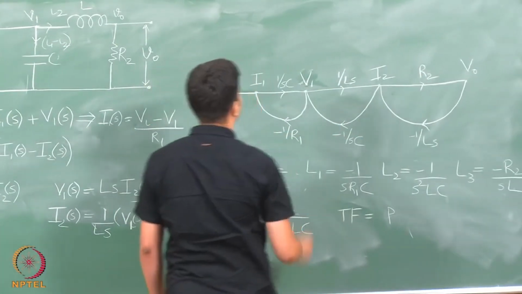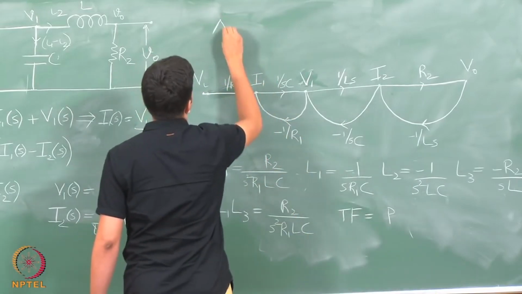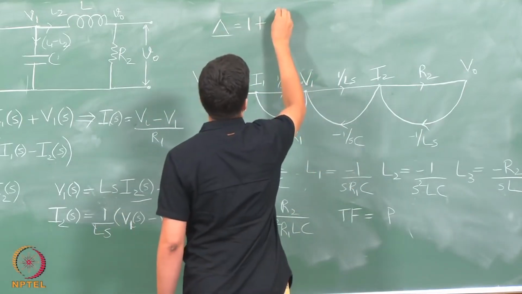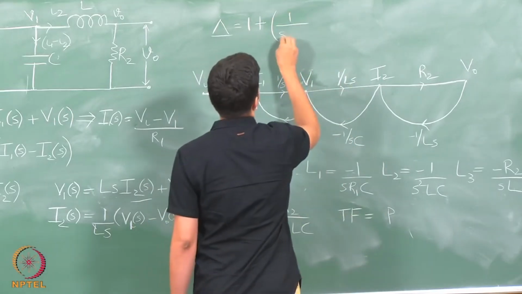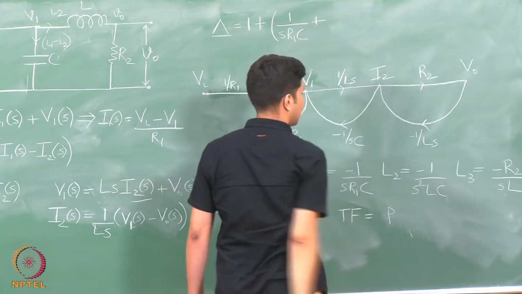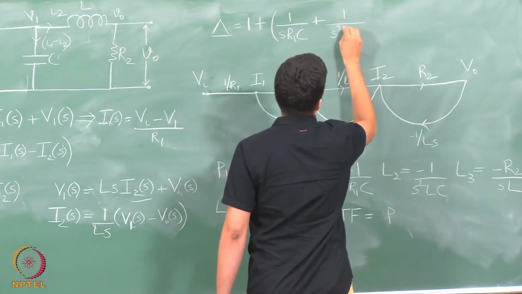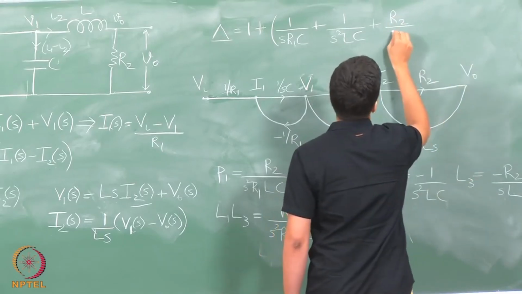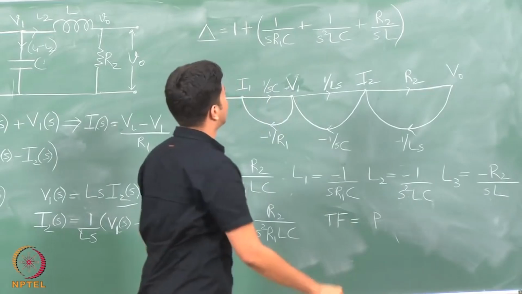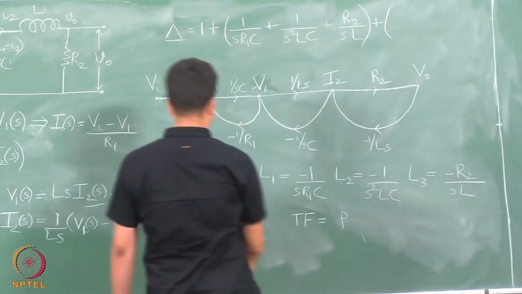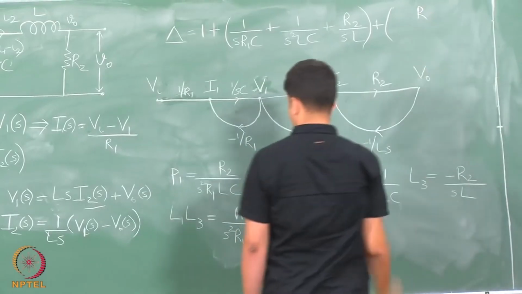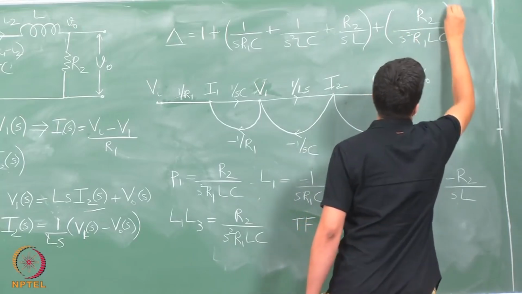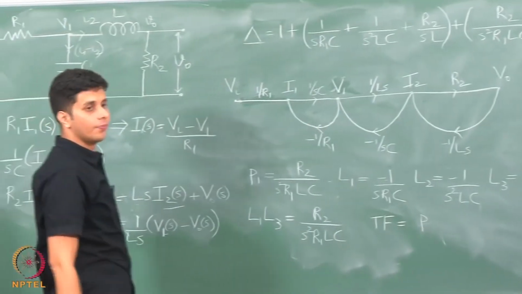Before the Mason's gain, we also need to find out what is delta. So, I will write down what is delta here. 1 minus, so because everything has a minus, I will put a plus 1 by SR1C plus 1 by S square LC plus R2 by SL plus this one, R2 by S square R1 LC. Okay. So, this is my delta.